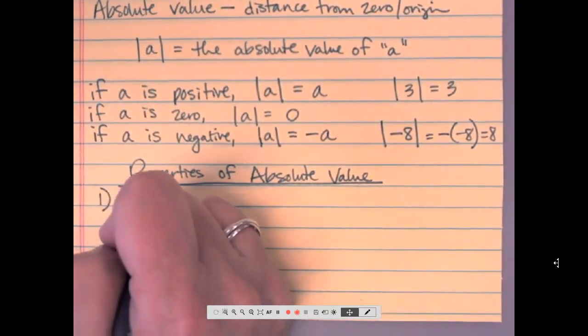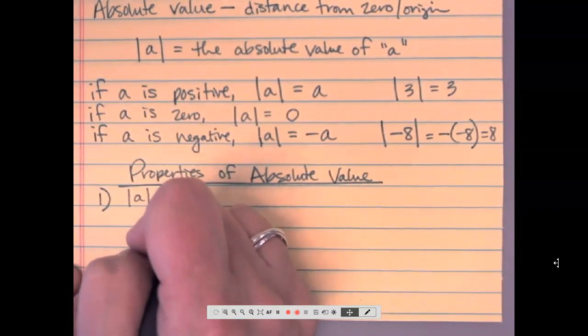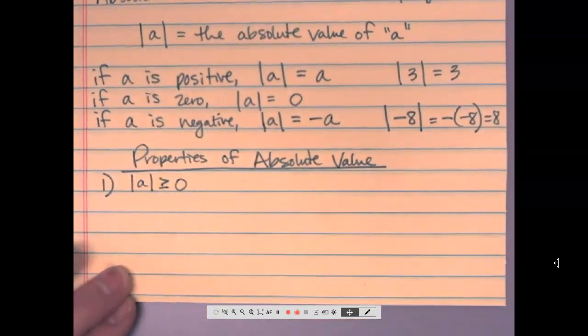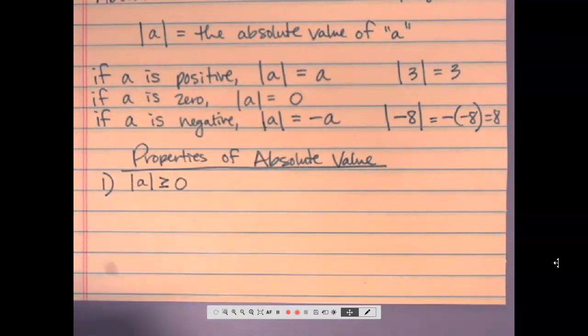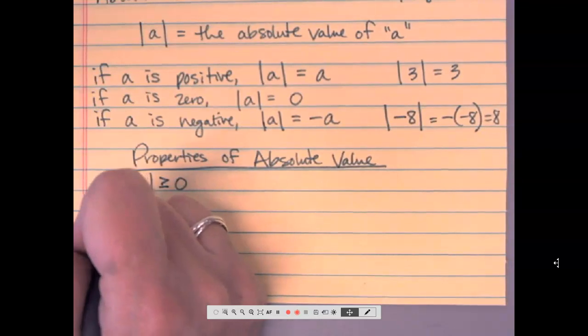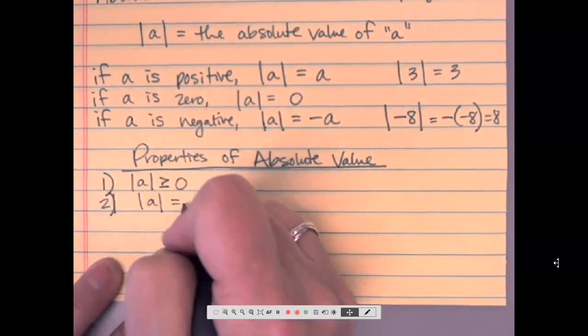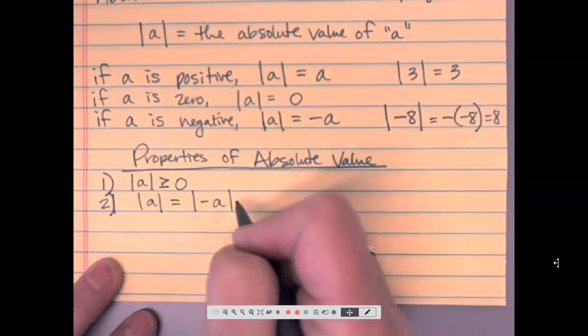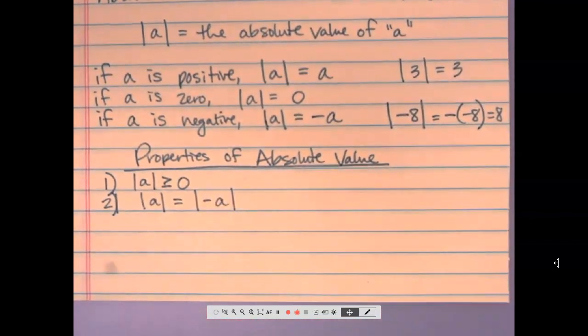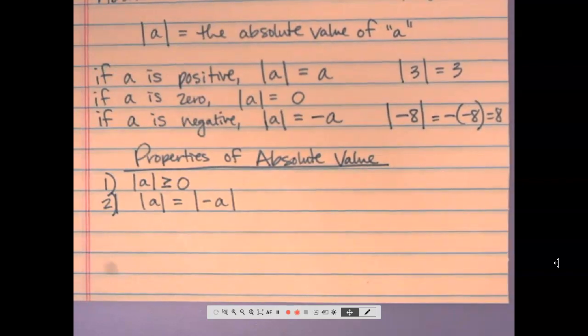One, the absolute value of a number will always be something greater than or equal to 0. We can have an absolute value of 0, or the absolute value can be positive. So whatever we end up with has to be greater than or equal to 0. The absolute value of A is the same as the absolute value of negative A. Get the same distance there.